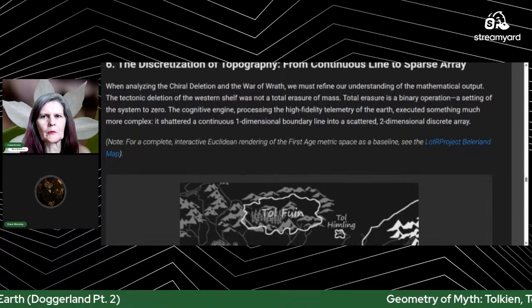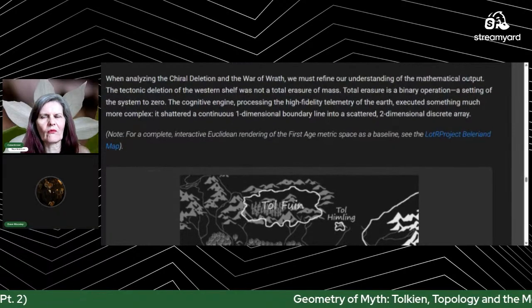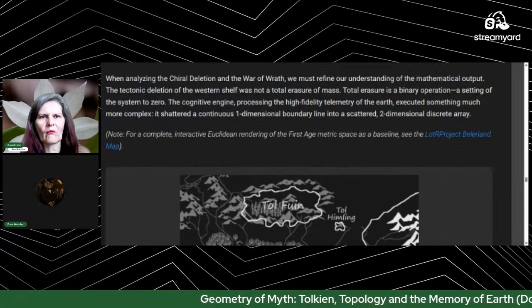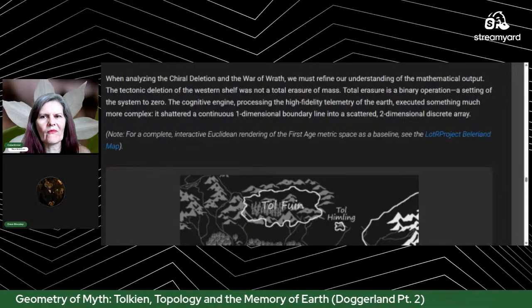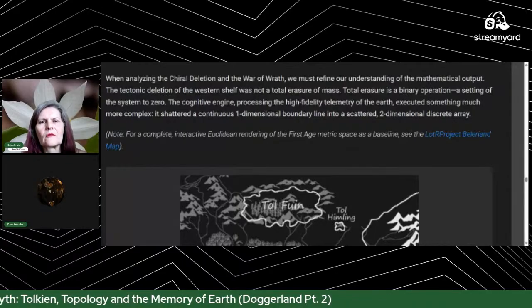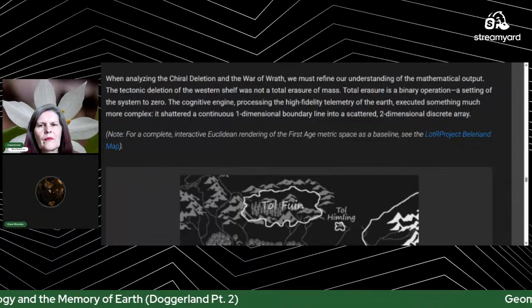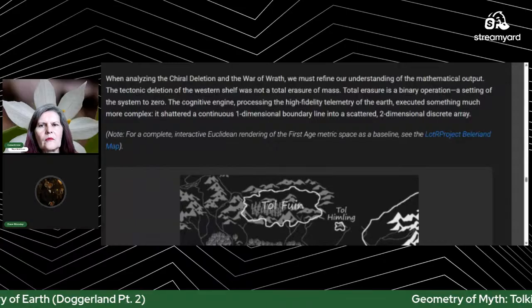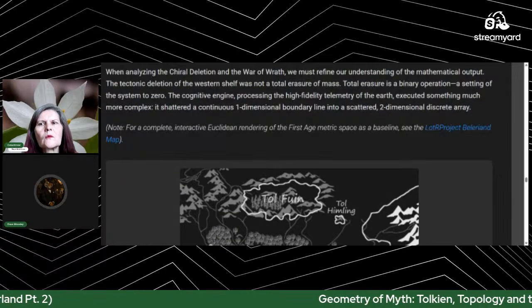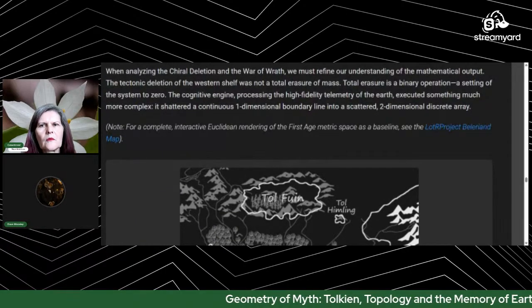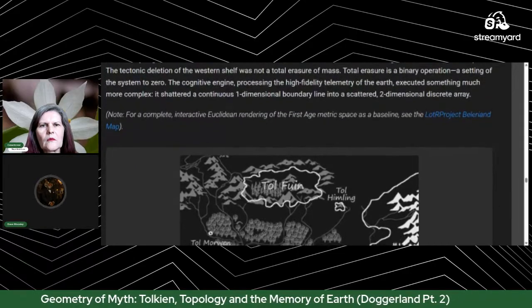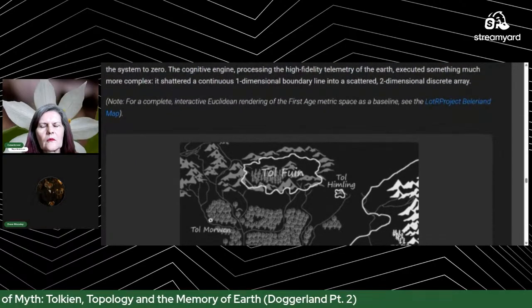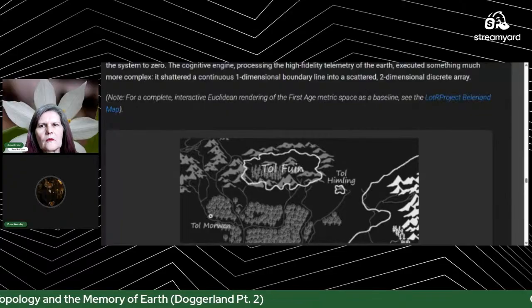When analyzing the chiral deletion and the War of Wrath, we must refine our understanding of the mathematical output. The tectonic deletion of the western shelf was not a total erasure of mass. Total erasure is a binary operation, a setting of the system to zero. In other words, it would be all water, but that's not what happened. The cognitive vision processing the high fidelity telemetry of the Earth executed something much more complex. It shattered a continuous one-dimensional boundary line into a scattered two-dimensional discrete array.